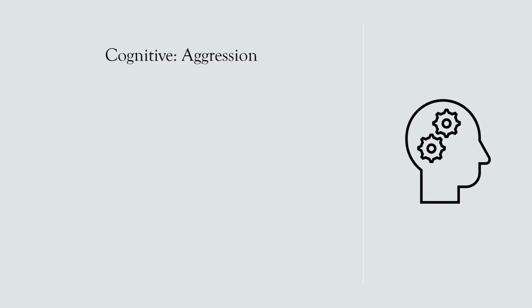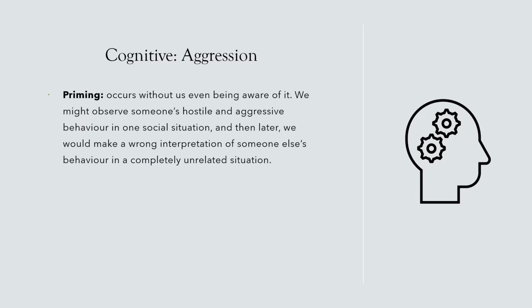Starting with the cognitive approach, what does the cognitive approach think causes aggression? Firstly, we have the idea of priming. Remember, priming is how we see something first time, and then that affects how we then react to a similar stimulus later on. So for example, if we observe hostile and aggressive behaviour in any social situation or even in a film or TV, then later we might be more likely to make a wrong interpretation of someone else's behaviour, even if that situation is completely unrelated to the one that we've observed.